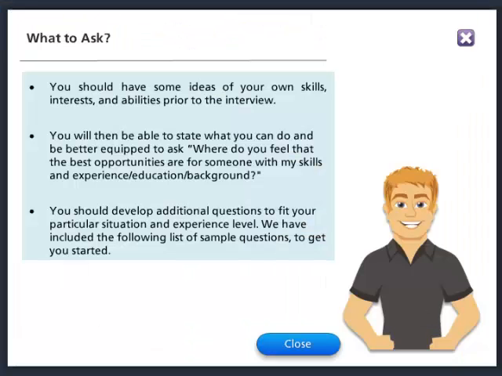What to ask. You should have some ideas of your own skills, interests, and abilities prior to the interview. You will be able to state what you can do and be better equipped to ask, where do you feel that the best opportunities are for someone with my skills and experience, education, background? You should develop additional questions to fit your particular situation and experience level. We have included the following list of sample questions to get you started.